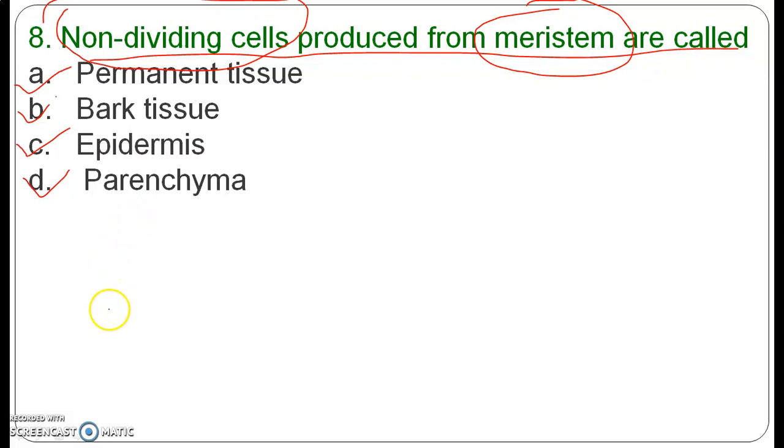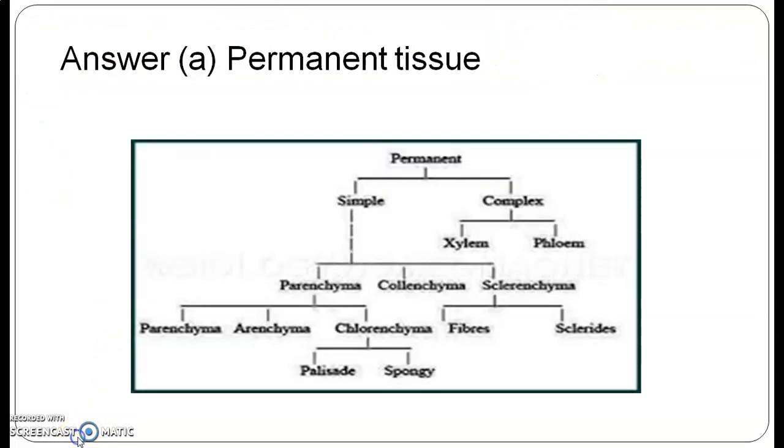So I hope most of you have done it right. The correct answer for this question is option A, that is permanent tissue. Children, we have already done that in the chapter explanation. We already know what permanent tissue is and what the basic difference is between meristematic cells and permanent tissue cells.